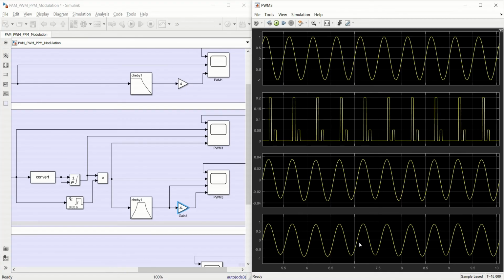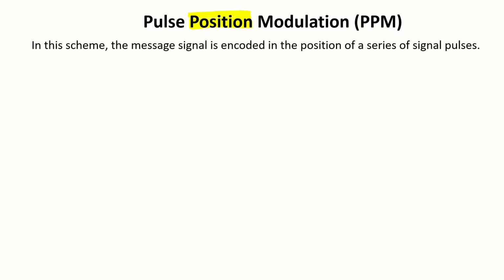Now let us discuss about the pulse position modulation. In the pulse position modulation, that is PPM, the message signal is encoded in the position of a series of signal pulses.